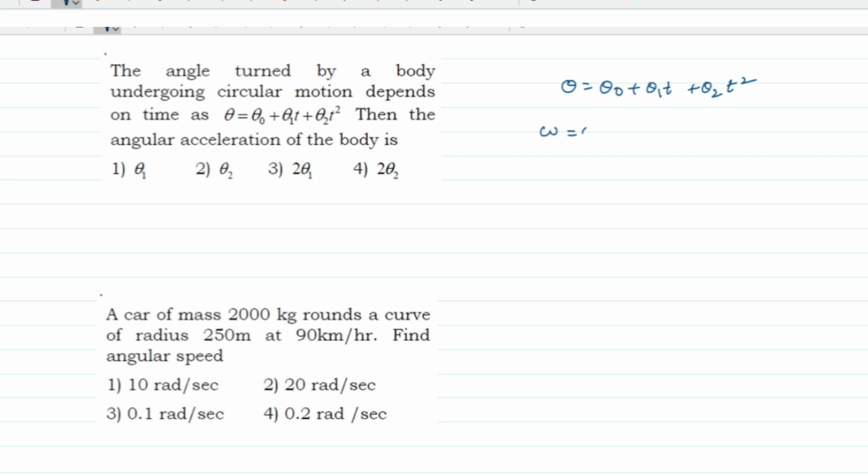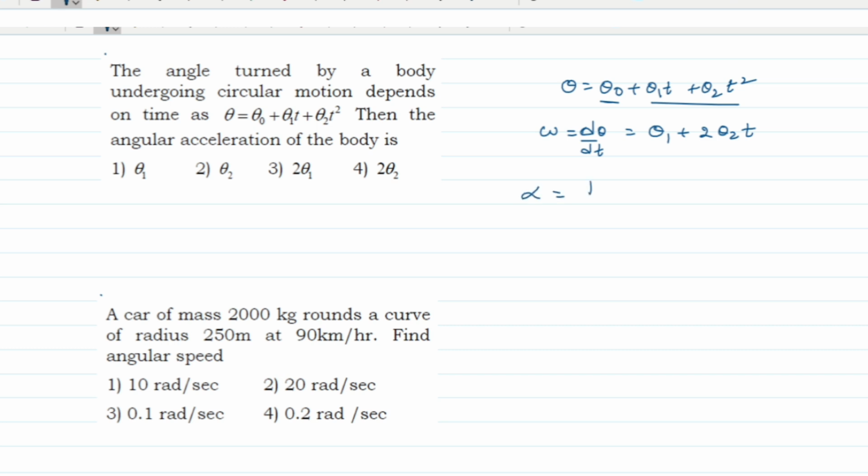So omega you just calculate, students. Omega is nothing but d theta by dt. Here you can take that this is a constant value, it will be 0, and when you are doing differentiation of this one, theta 1 plus, here t square, in the sense 2t, we will get 2 into theta 2 into t. This is the omega value.